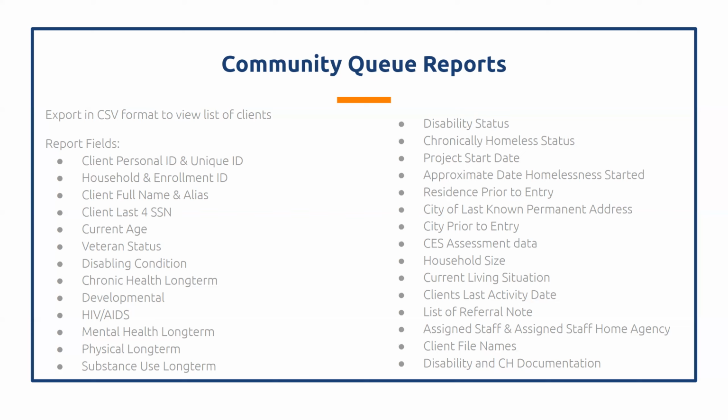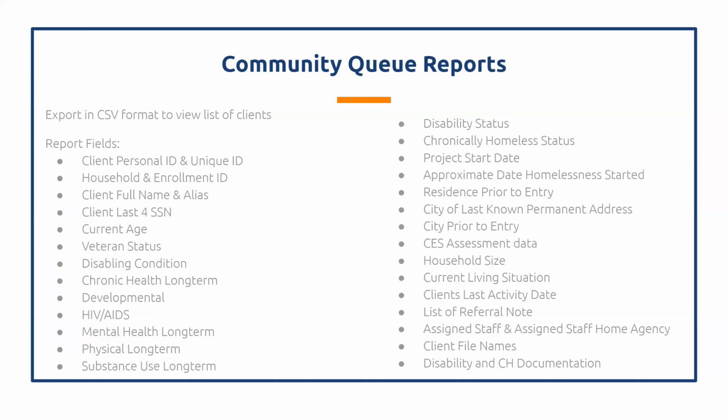And I do want to highlight this last field at the very end for disability and CH documentation. So this field on the report is actually going to show you if the client has the correct documentation uploaded into HMIS to show disability and chronic homelessness. And this is a very important field to reference to see if the appropriate files are uploaded, as different projects will require and prioritize clients based on the documentation they have uploaded into HMIS.